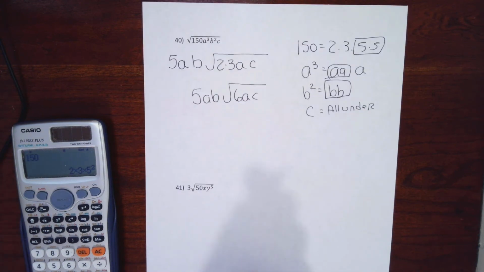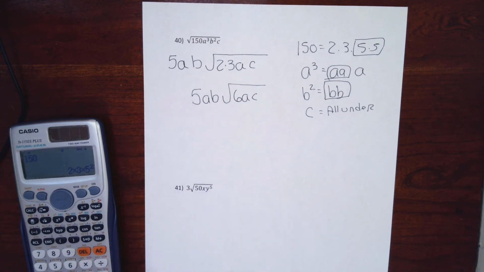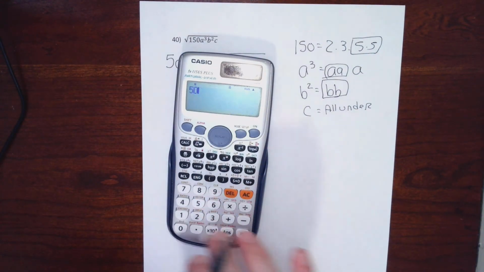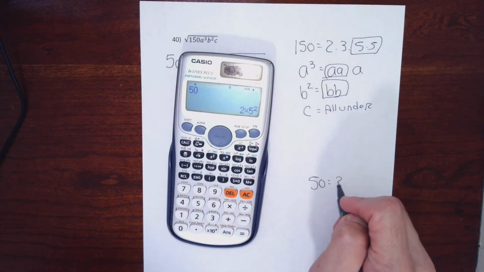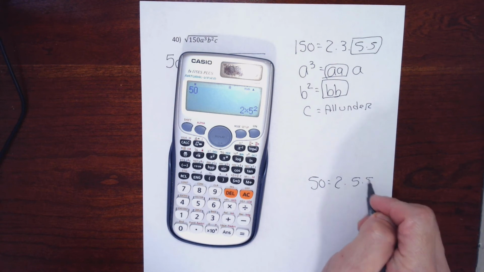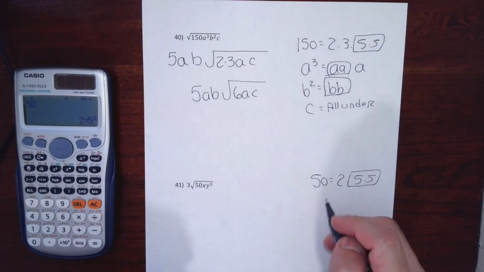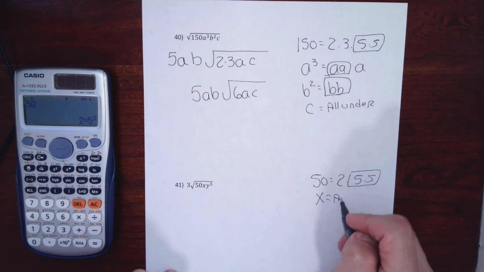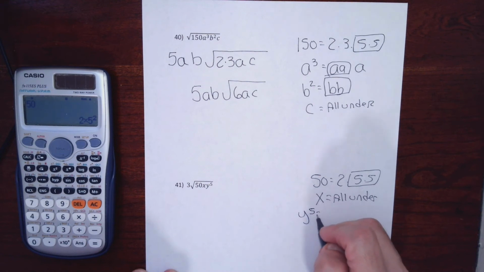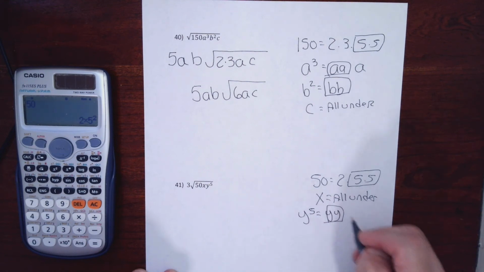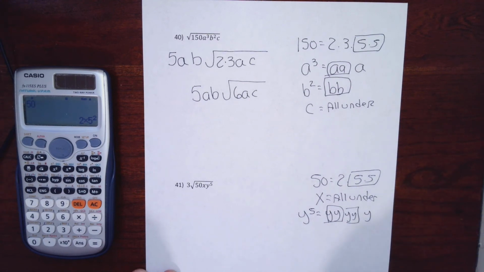41's another square root. I need to reduce everything and keep the 3 in my mind. So let me do a prime factoring for 50. 50 equals 2 times 5 times 5. So I'm going to get a 2 under my radical and a 5 in front of my radical. The x is going to stay under because there's not a pair. And for the y to the 5th, I'm going to get 2 y's in front of my radical and 1 y under.